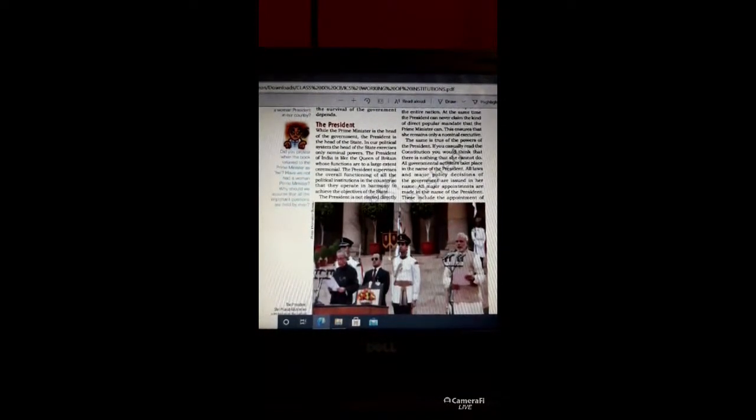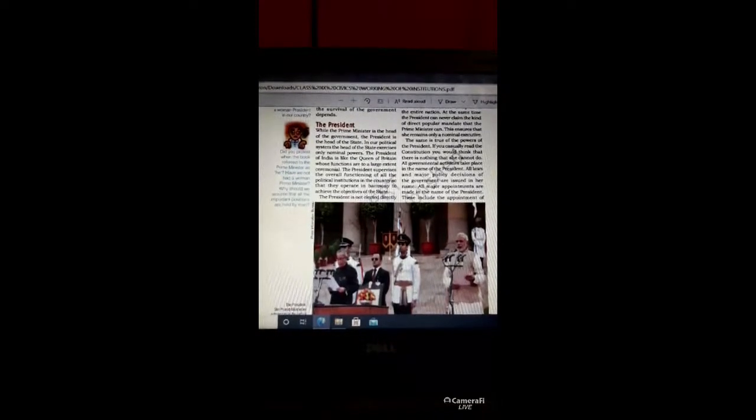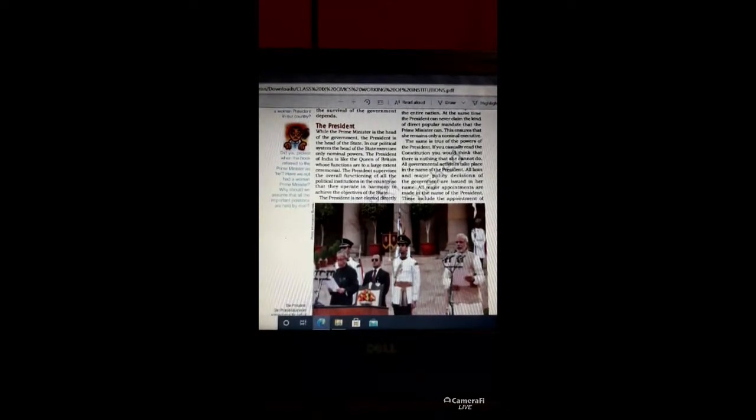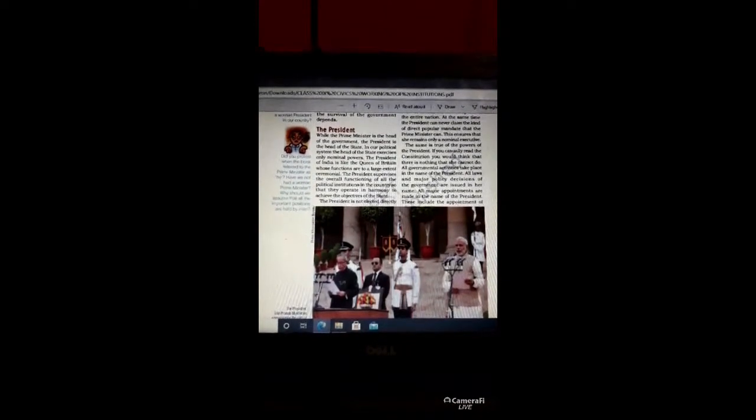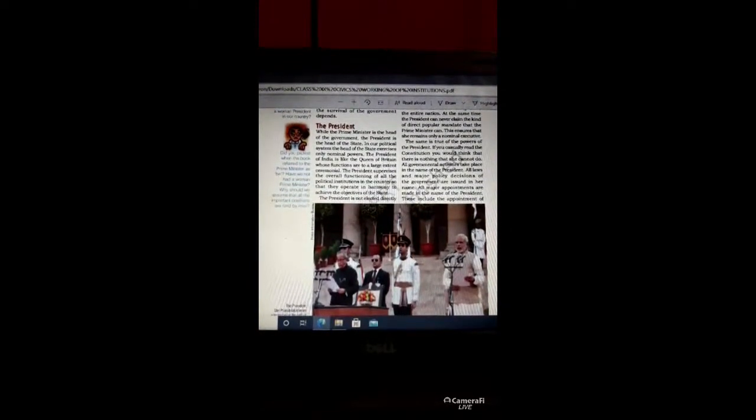Now, not only that, all international treaties and agreements are also made in the name of the President. Whatever treaties or agreements are signed, actually the President signs them. And the President is the supreme commander of the defense forces of India, and he has the supreme command of the defense forces. So defense is in the hand of whom? President. That power is also given.